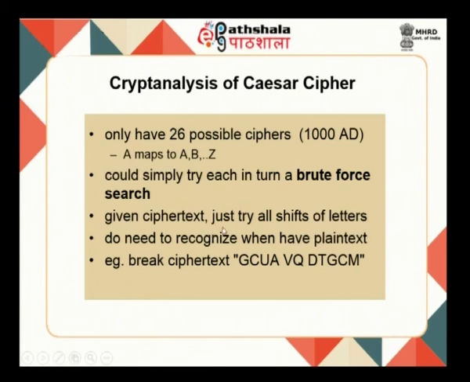Given a ciphertext, just try all the shifts of the key, and recognize when the plain text appears. For example, to break this particular ciphertext, I will simply try every combination: plus 1, plus 2, plus 3, plus 4, searching and analyzing one by one. I will start from G, then H, then A, Z, and finally at one point I get it. How many times do I have to do this? Only 26 times. Replacing by 1, 2, 3, 4, 5, 6, I can immediately get back the plain text.